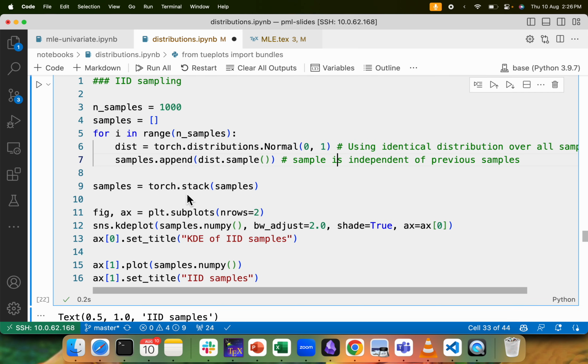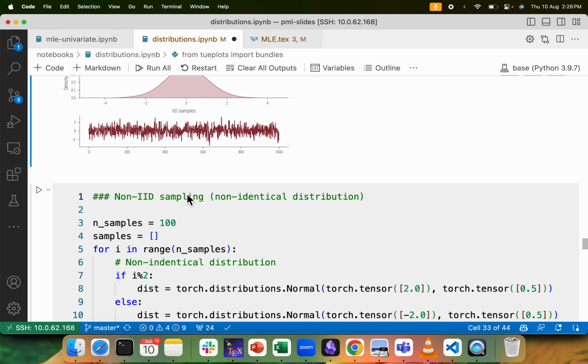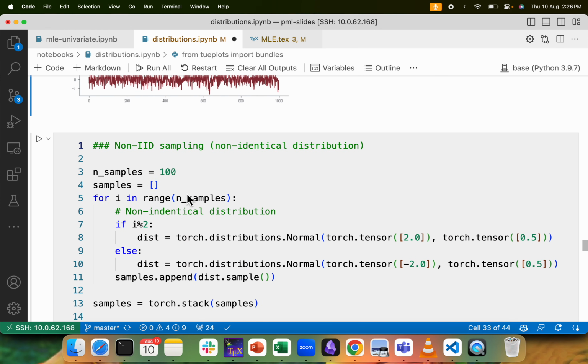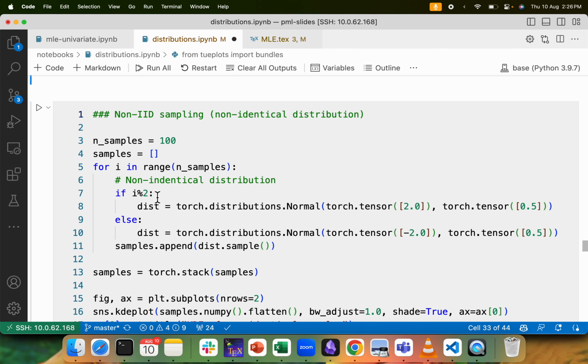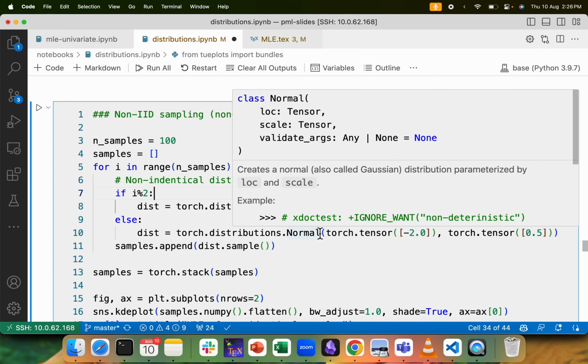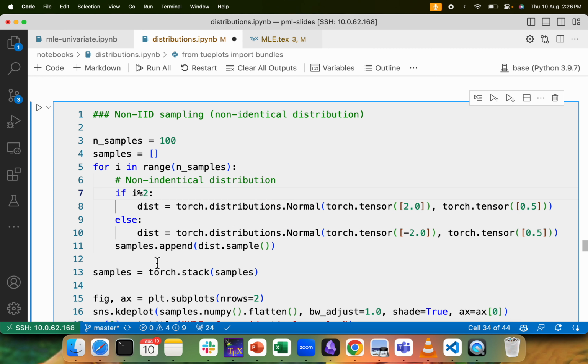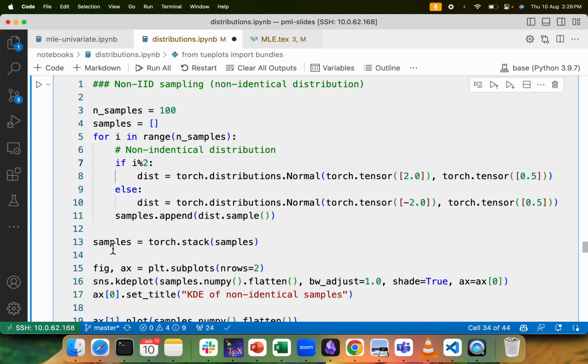Okay, let's go over the solution. First, I'm talking about a non-identical distribution. I'm taking a very trivial example. If it is an even sample that I'm trying to generate, I'm using a normal distribution with mean 2 and standard deviation 0.5. If it is an odd sample, I'm using a different distribution. The numbers are irrelevant here. The only thing you need to consider is that the distribution can change over the samples. I'm not using the exact same distribution. This is a bit of a contrived example, but let's stick to it.